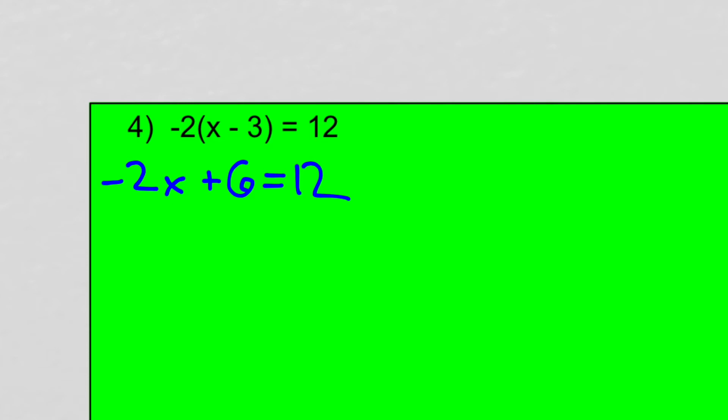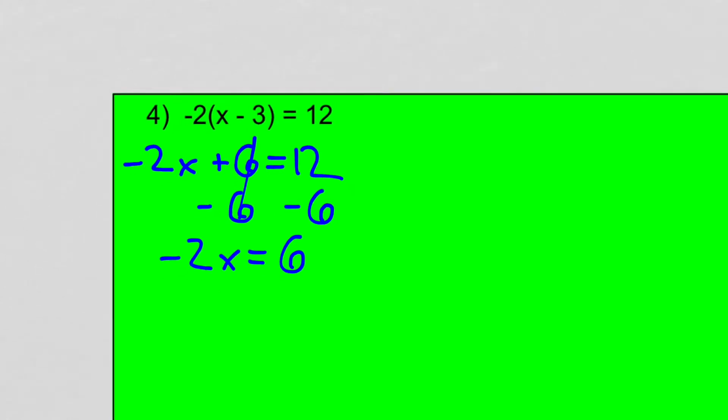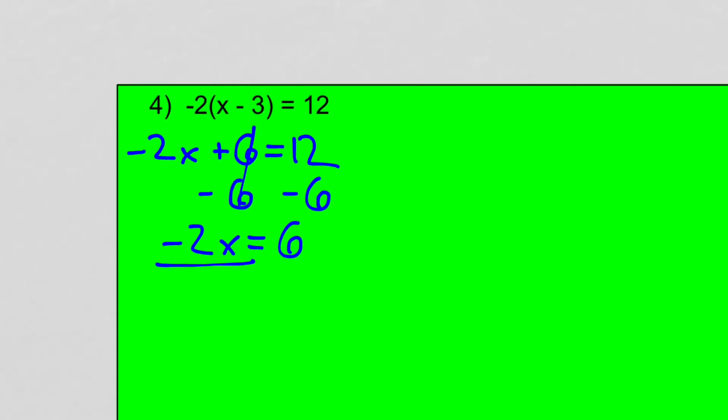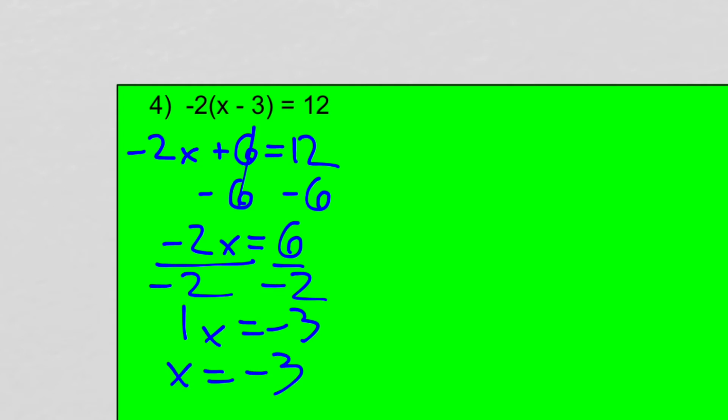Got a 2-step equation now. Subtract 6 from both sides, and you're going to get negative 2x equals positive 6. Divide both sides by negative 2, and you get positive 1x equals negative 3, or x equals negative 3. Okay, that's one way to do it. Let's look at another way.